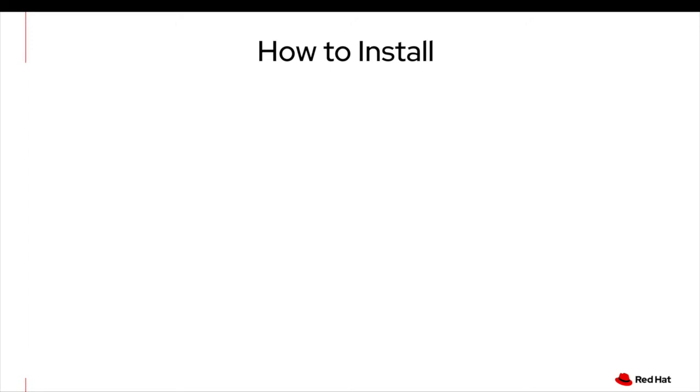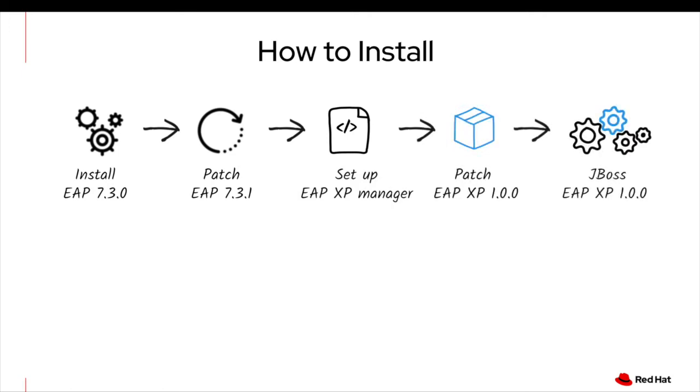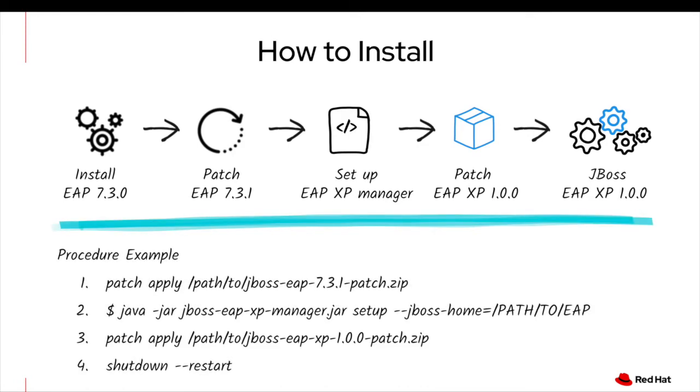So first, how to install MicroProfile specification on JBoss EAP server. First, you need to install EAP 7.3.0, and then you're going to patch it to EAP 7.3.1, and then you need to set up the EAP extension pack manager to address the EAP patch stream with the MicroProfile, and then finally you just need to patch the EAP XP 1.0.0 patch stream, and eventually you need to run the EAP XP 1.0.0 server. And here's just some example of how to do this installation.